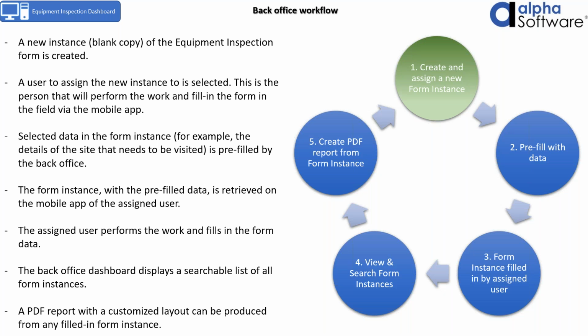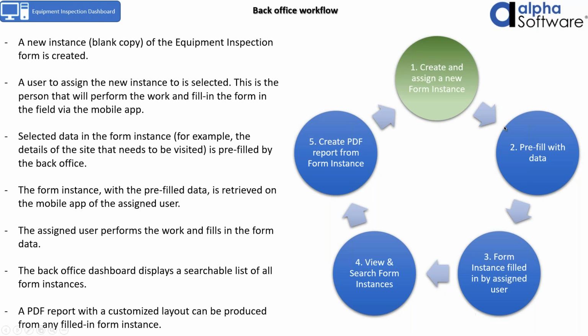Bringing the back office into the picture allows a dispatch scenario to take place. And dispatch scenario means that the back office is responsible for providing the mobile user a form which is partially filled in and already has some of the information that they need. And in the equipment inspection case, the obvious example is the site location. What sites are they meant to visit to do their equipment inspection?